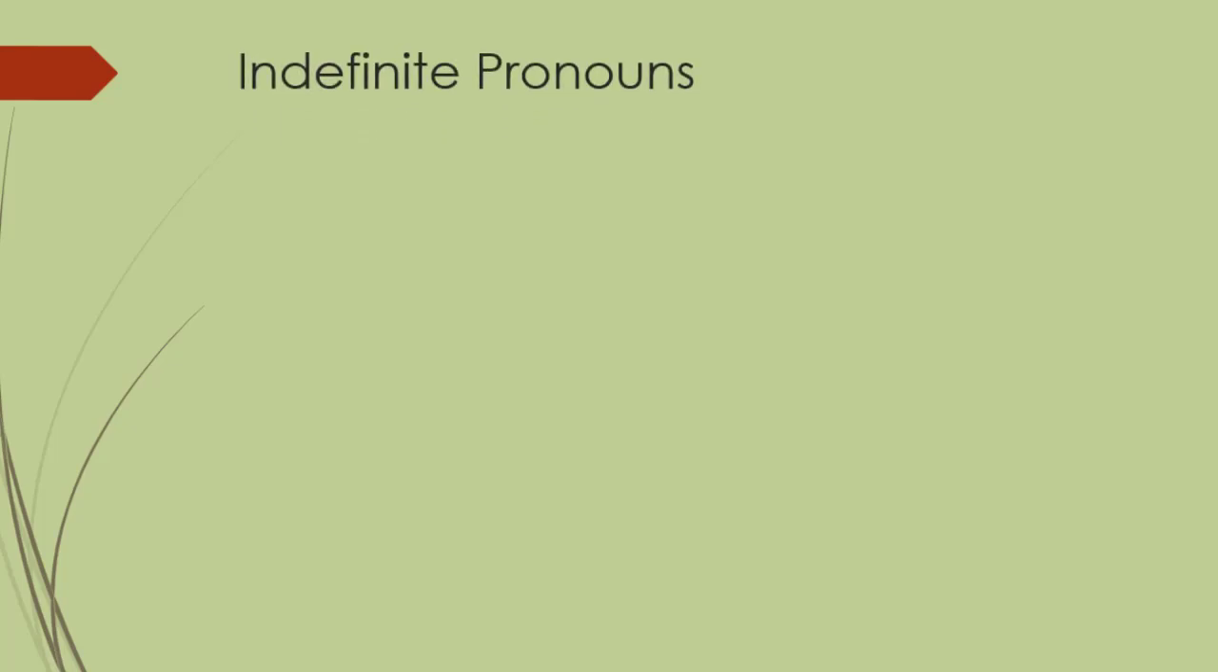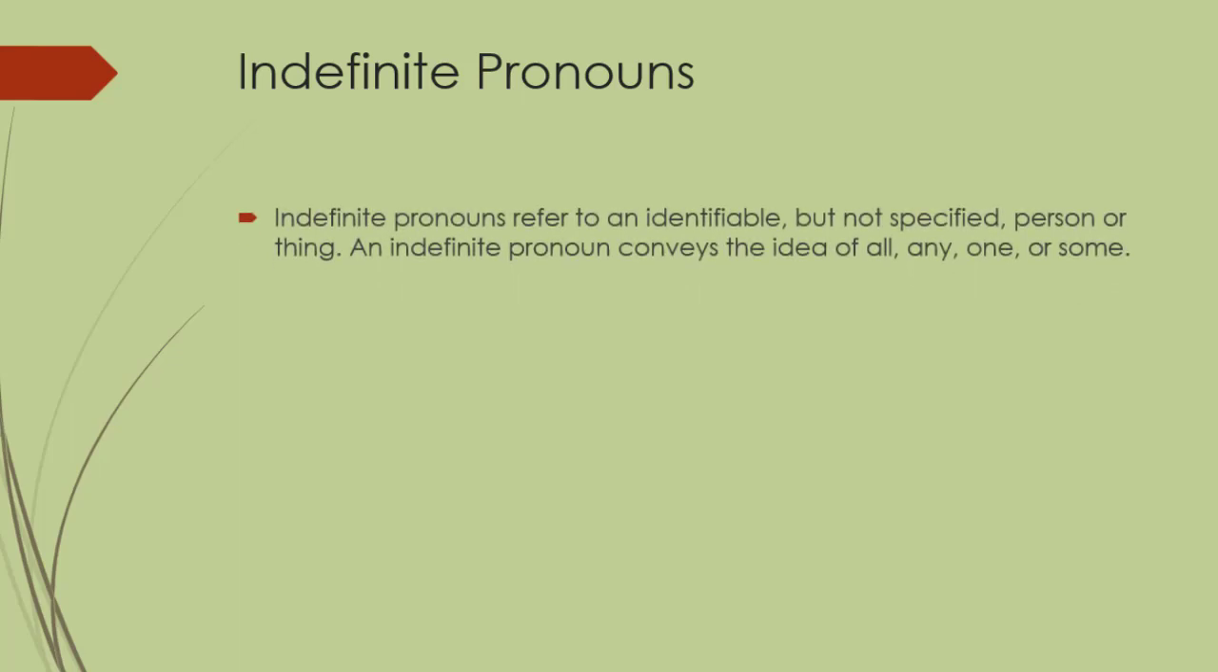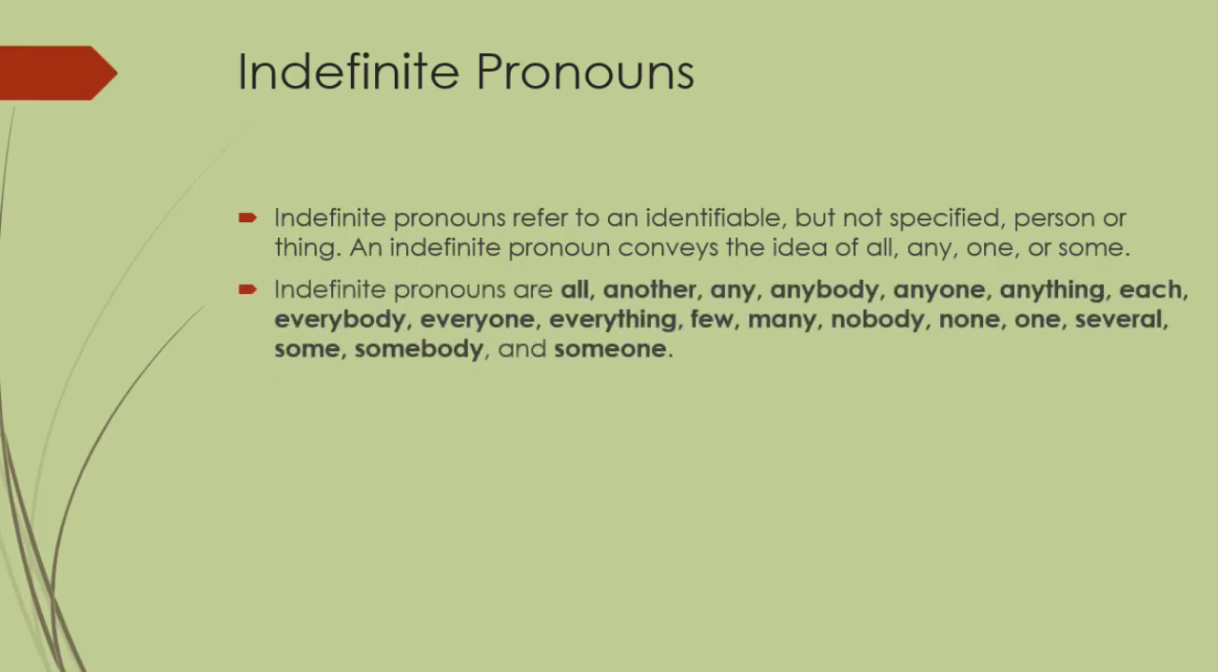Next one is indefinite pronoun. Indefinite pronouns refer to an identifiable but not specified person or thing. An indefinite pronoun conveys the idea of all, any, one, or some. Indefinite pronouns are all, another, any, anybody, anyone, anything, each, everybody, everyone, everything, few, many, nobody, none, one, several, some, somebody, and someone. Let's see some examples.